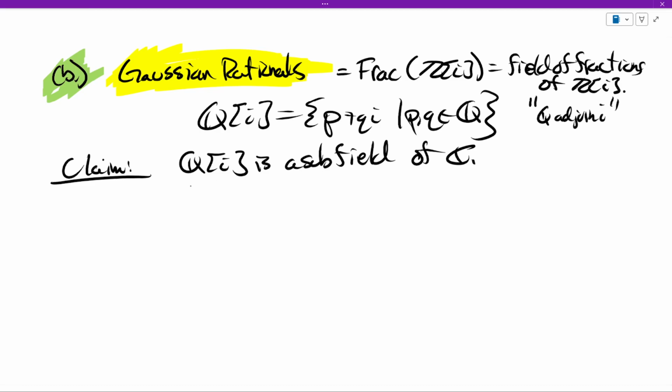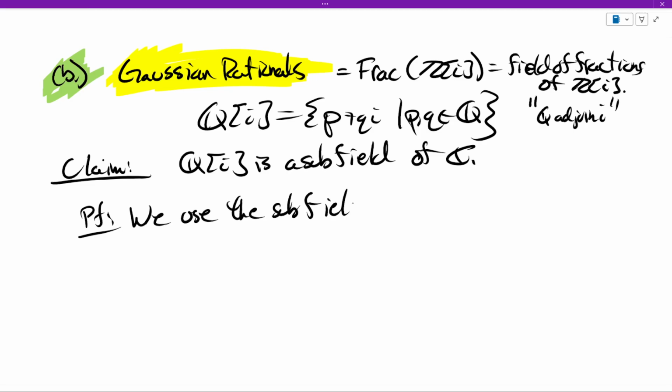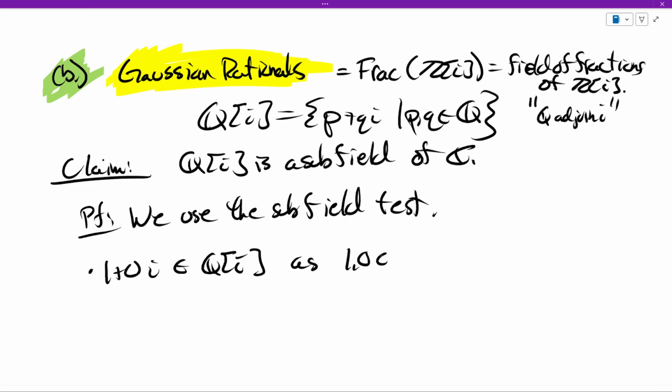Nevertheless, Q adjoin i is a subfield of C. We use the subfield test. When you write your proofs, make sure you tell the reader what you're going to do. It'll help focus what you need to do and make your proofs easier to read. Not that my proofs are easy to read. We use the subfield test. So we need to show that 1 is there, we need to show we're closed under subtraction, and we need to show we're closed under division. Well, 1 plus 0i is certainly there, because 1 and 0 are rationals. Great.